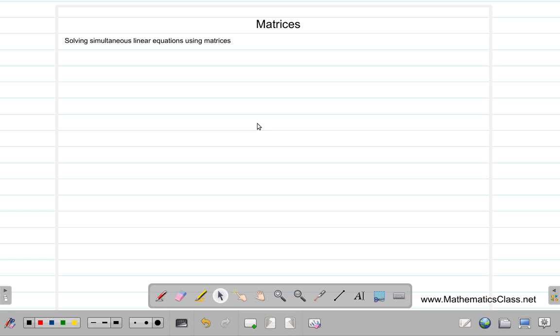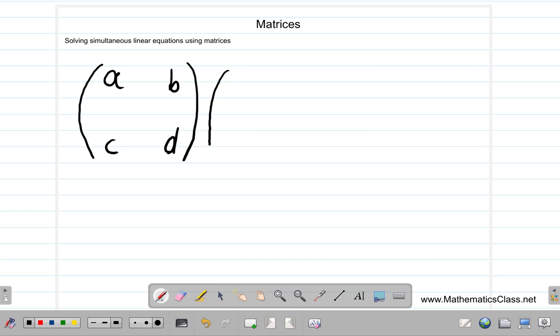So, go here now. Suppose you have this matrix A, B, C, D. That is the matrix that we have here. Then what you have here is X multiplied by Y equals E and F.